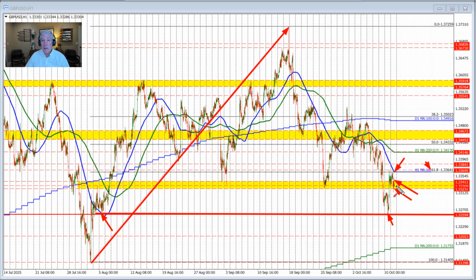But if the price were to instead move back below the 1.3323, my favorite play would be to the downside for this currency pair from a technical perspective. So there you are, a look at three of the major currency pairs.